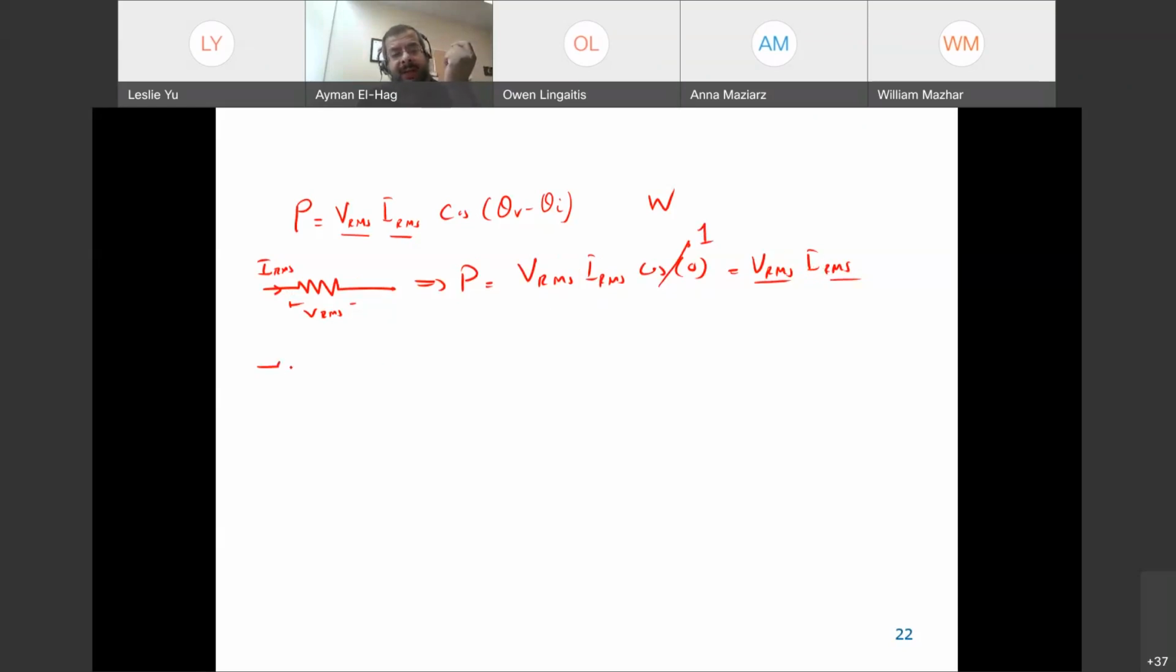Now, if we have an inductor or capacitor, we have shown that the power in this case will equal 0, because the difference between the angle is plus minus 90 degrees. So you will have no power. And we said that the inductor and the capacitor will have a different form of power that we will not talk about in this course.